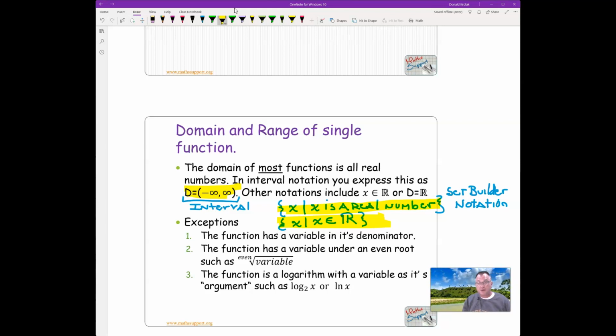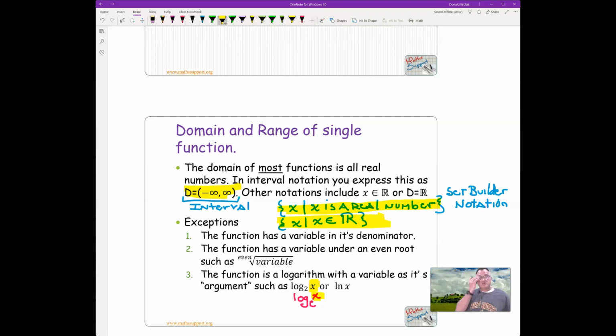So this part of a logarithm that I'm circling or highlighting in yellow is called the argument. All right, this second logarithm is just a natural log, if you remember. That's when the base of the logarithm is e, which is around 2.71. So if you have a variable there, it's going to have an effect on the domain.